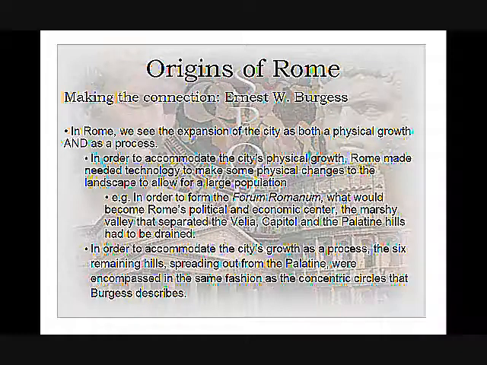In Rome, we see the expansion of the city as a physical growth, but also as a process, because in order to accommodate the physical growth, Rome needed technology to make physical changes to their landscape so they could even have a larger population. So we see things like the Forum Romanum, it eventually becomes their economic center, and that was made in a marshy valley that separated some of the hills, and it needed to be drained. Also, the 6 remaining hills spreading out were encompassed in some sort of fashion that made these circles of growth, as the author describes. So those were just a few of many connections that can be made between Rome and the works that we're reading on modern urban development and city planning.